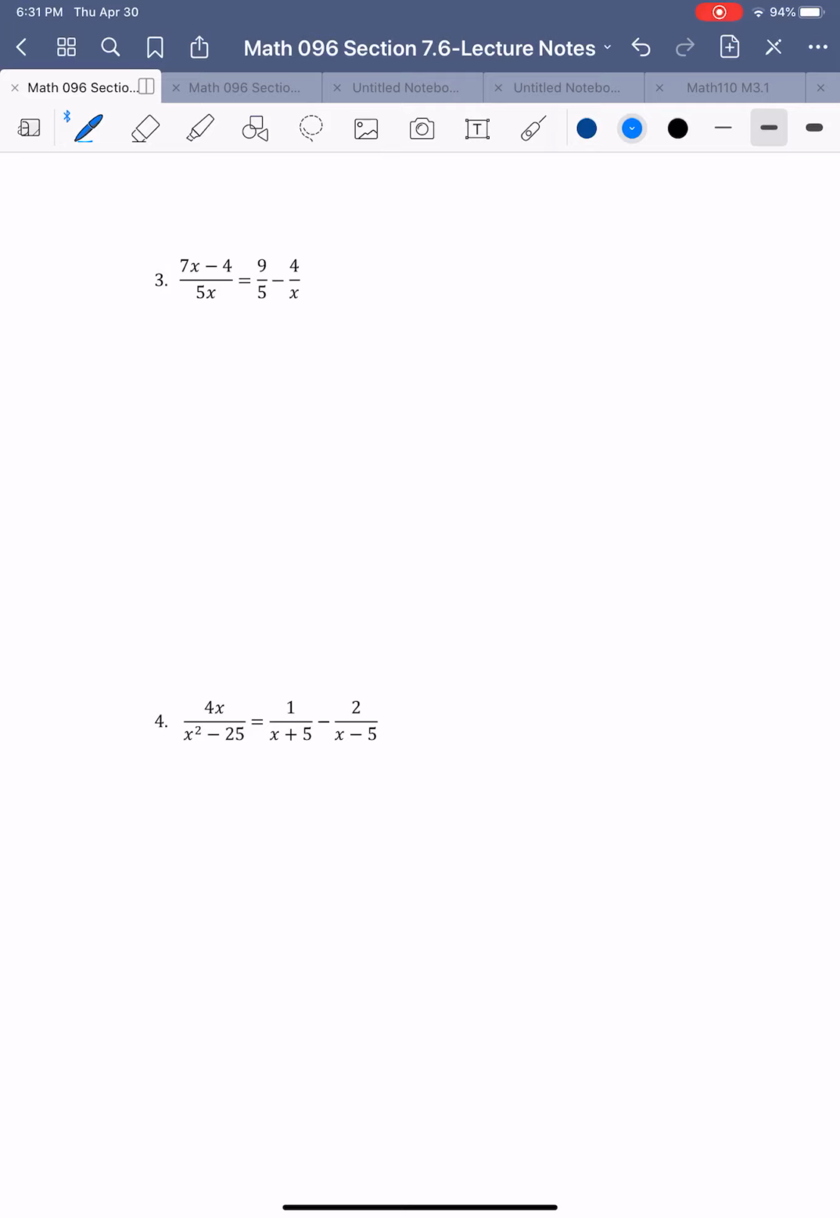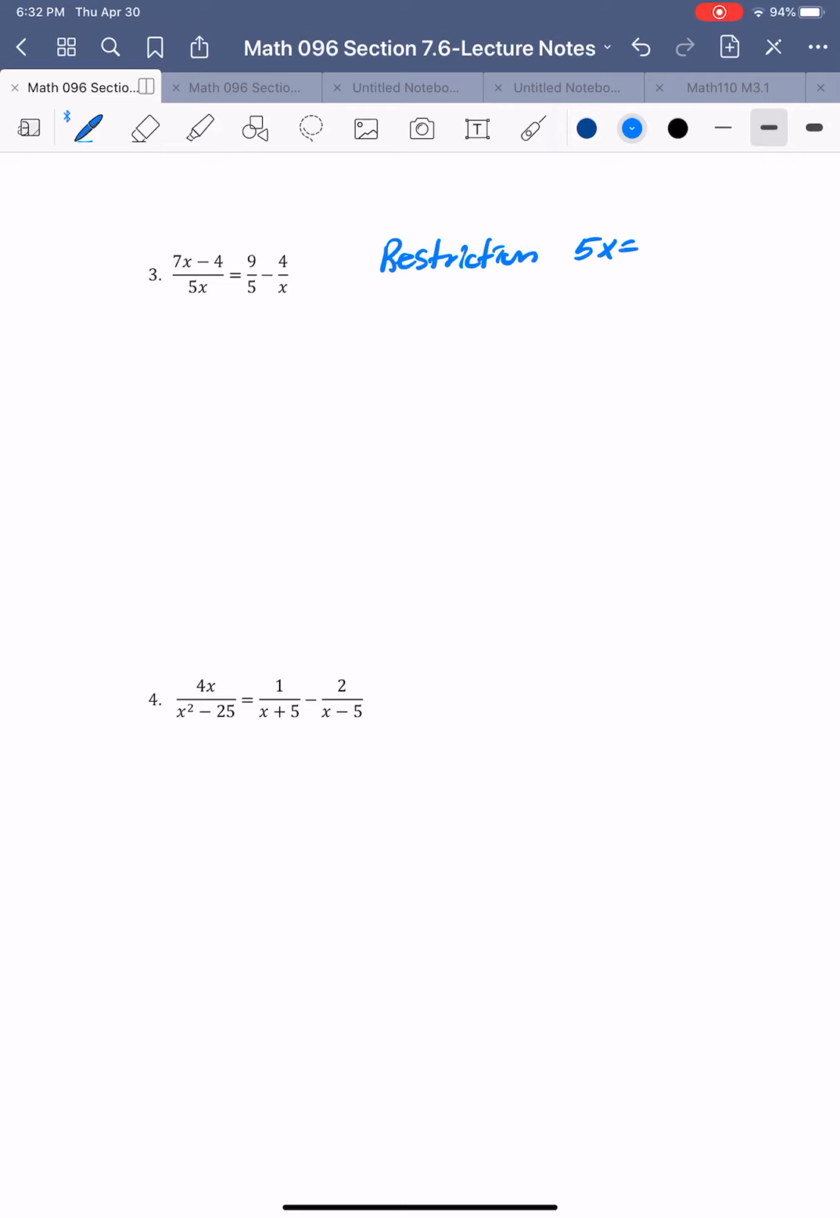Alright, let's look at the next question. In the next question, there's a restriction this time too. The restriction means the denominator cannot be 0, which is 5x equal to 0, so x equal to 0. So x cannot be 0.